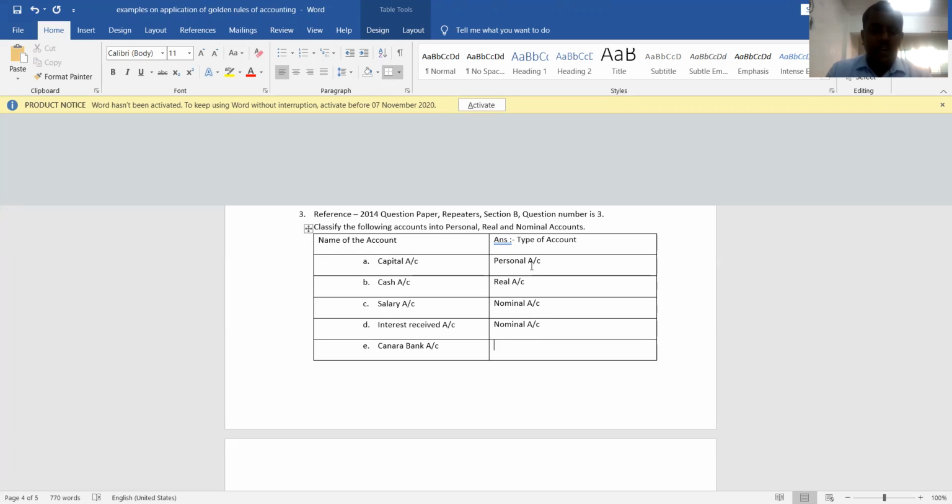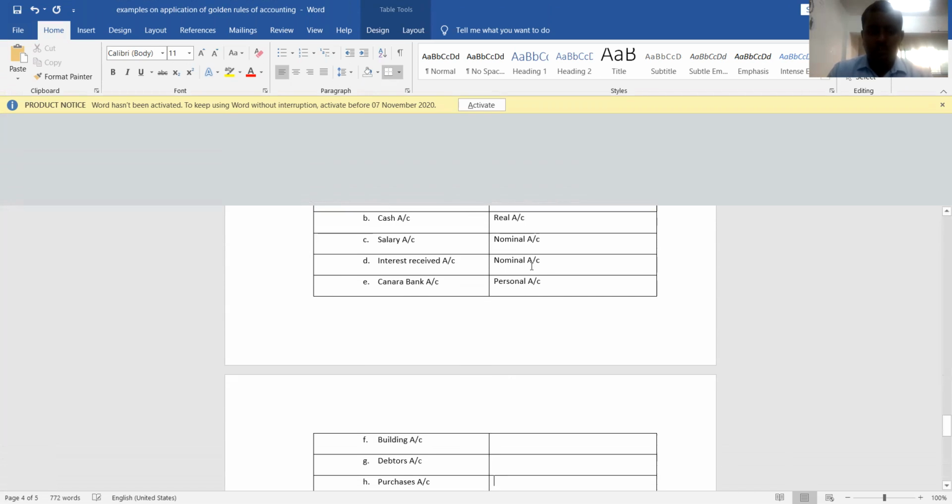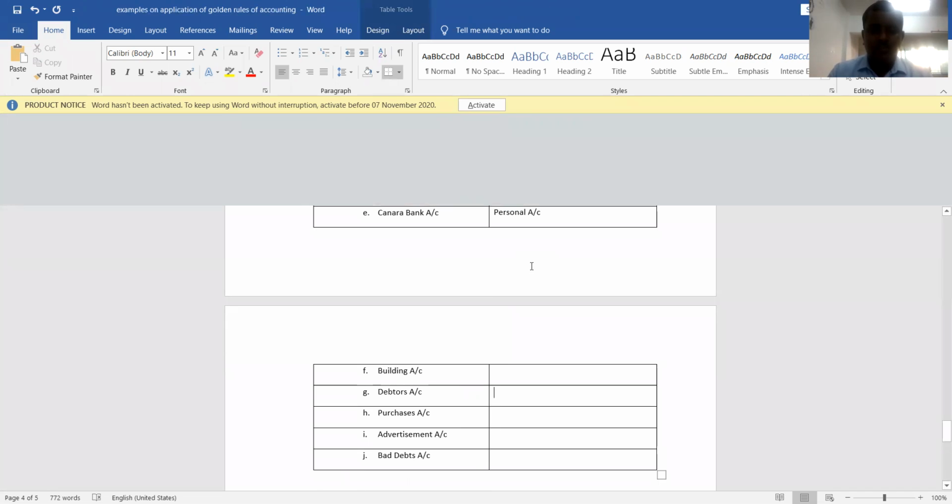Next one is Canara Bank account. Canara Bank is an institution, right? So institutions belong to personal account. Let us move to the next one, building account. Building is an asset. Assets belong to real account. Okay.